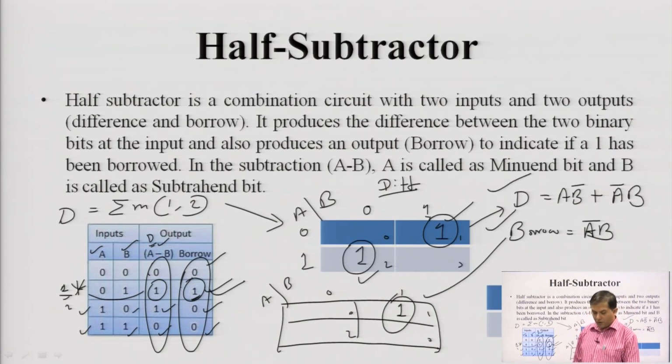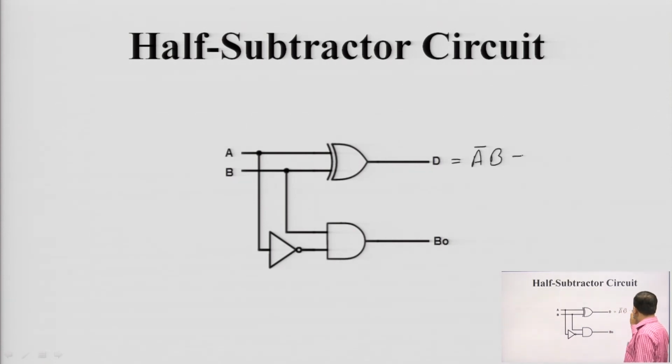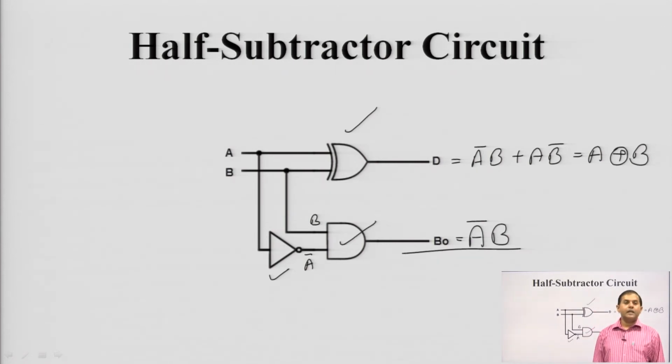So, we will now draw the half subtractor circuit diagram. We have got D is equal to A bar B plus A B bar, this is nothing but an XOR gate. So, here we have made an XOR gate and borrow we have got A bar B. So, here we have used an inverter. This output will be A bar and this is B. One AND gate is there, so output will be A bar B. Is it clear? The half subtractor circuit. Okay.